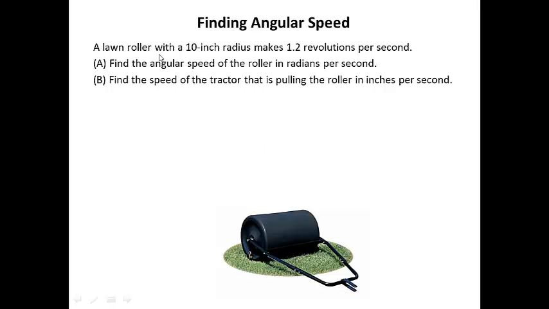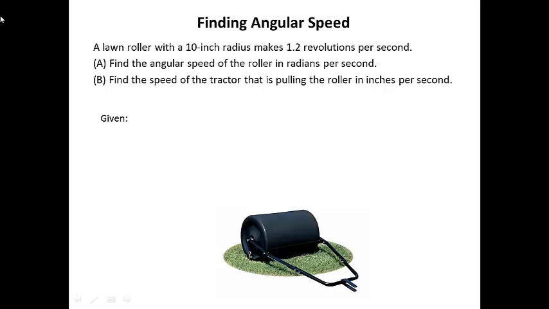So we have a lawn roller with a 10-inch radius. So the radius is 10 inches, and it makes 1.2 revolutions per second. Find the angular speed of the roller in radians per second. So now we're going to do this the same way as we did the last one. See if you can finish it on your own, and come back and check with me and see if you can get the answers.